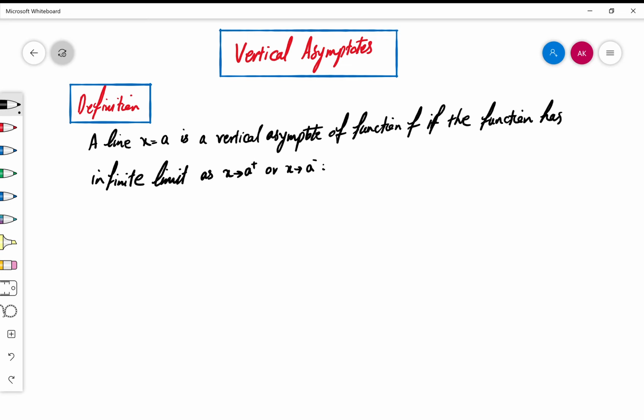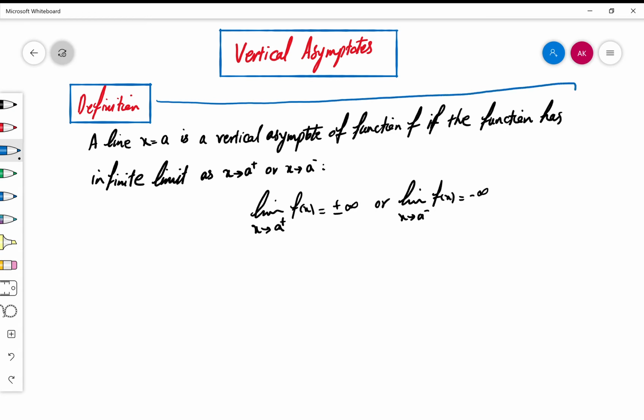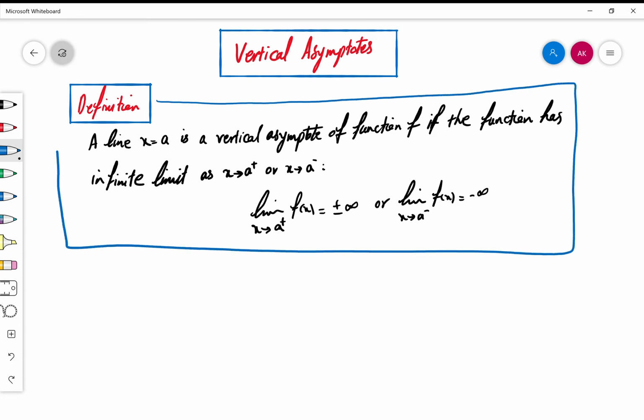In other words, when you find the limit as x goes to a of f of x, from the right or left, you get plus infinity or minus infinity, or as x goes to a. Any of these happens, you say that x equal to a is a vertical asymptote for the function f.